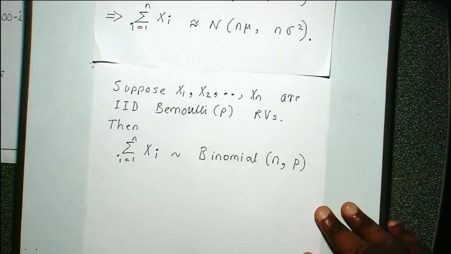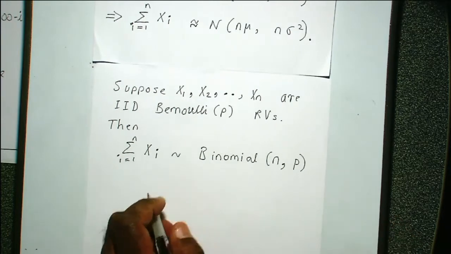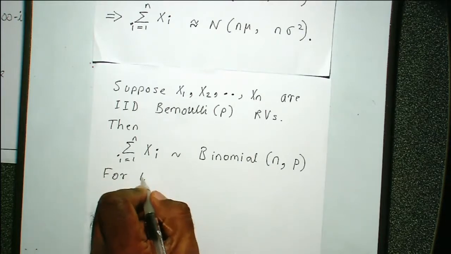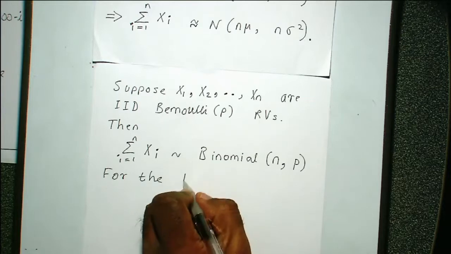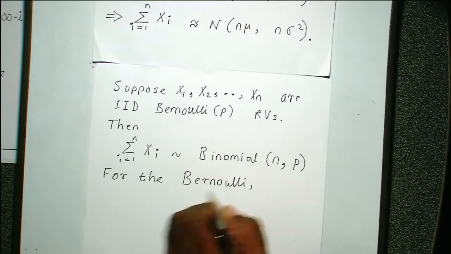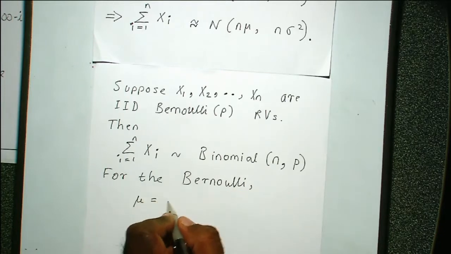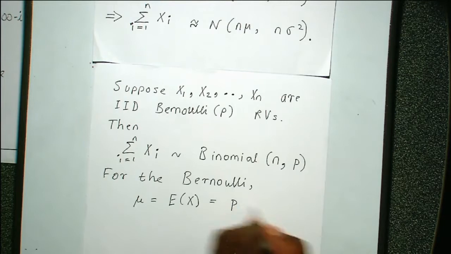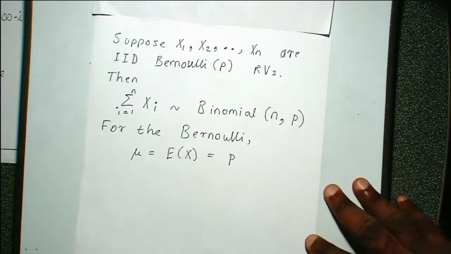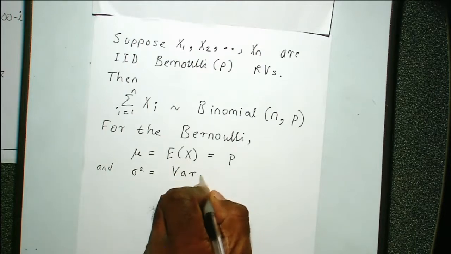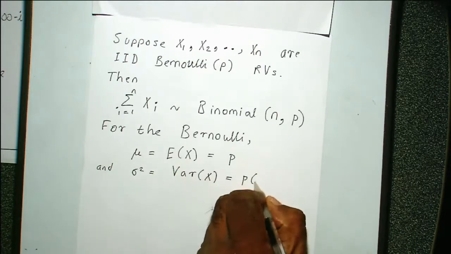Okay. Now we know that for the Bernoulli distribution, mu, the expectation of x, is equal to, do you guys remember the formula for the mean for the Bernoulli? It's actually equal to p. If you don't remember, you can look it up in the handout. And the variance, which is sigma squared, is p times 1 minus p, right?